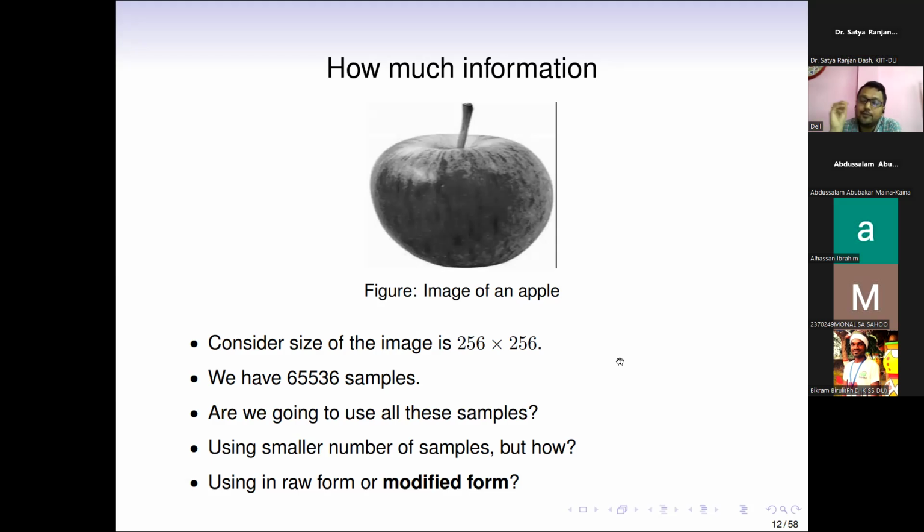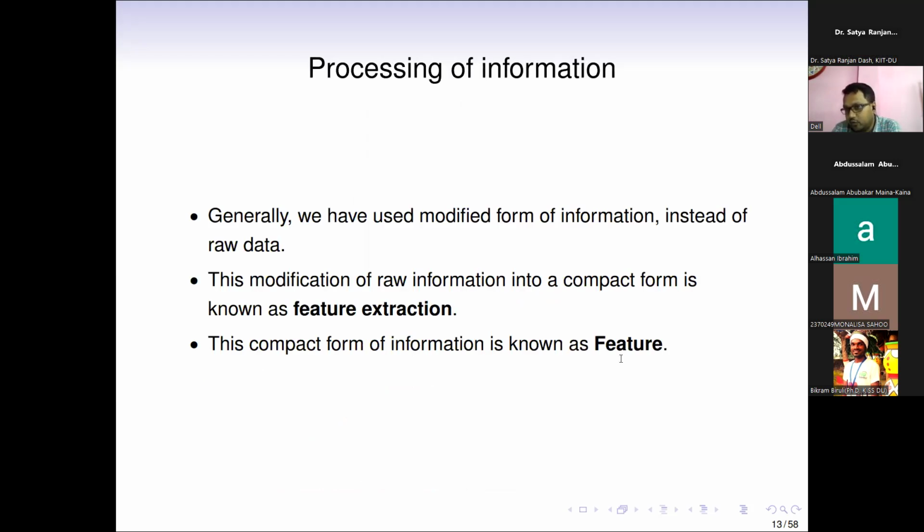Now, instead of processing the raw information, if we modify the information in some way to get the desired output, this form is called feature extraction. Normally, in pattern recognition tasks, and this is also a pattern recognition problem, we are processing information in a modified form, not in the raw data. So this modification of raw information is called feature extraction. And the compact form of the information is known as a feature.